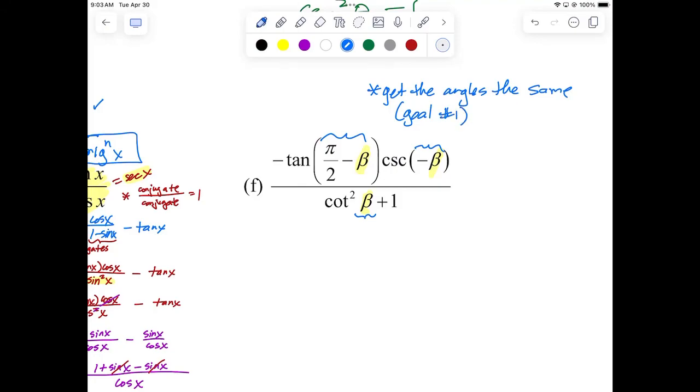If your angles are not the same, you cannot use the identities to combine things. It does no good to try to combine them. They're different functions. If the angles are different, they're different functions. So let's try and get the angles the same. Let's look at the first one. Tangent of pi halves minus beta. What's that equal to?